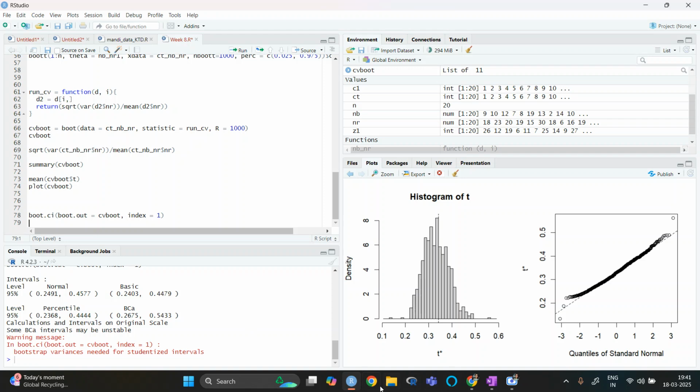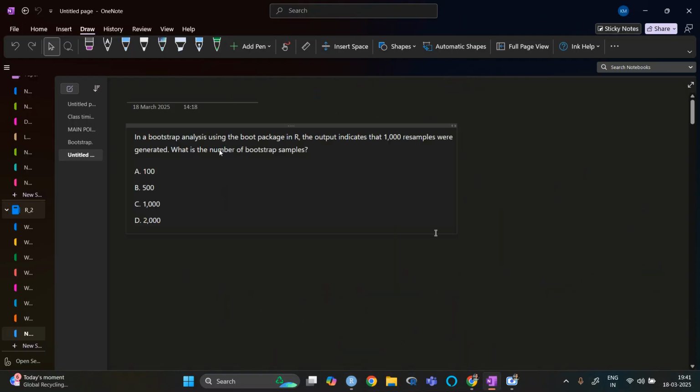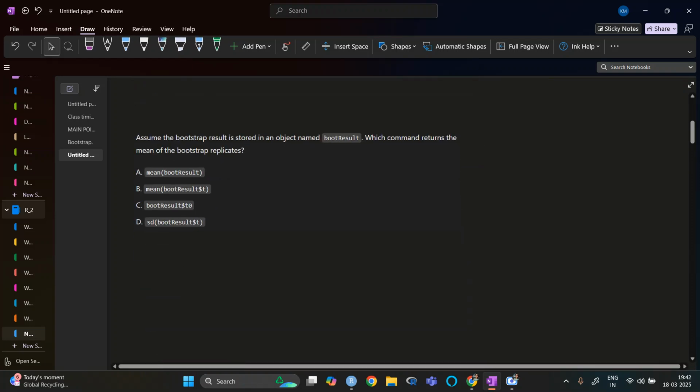So this one is up to the lectures we needed to cover. Now we will do some very basic questions, just to remember all these things. The first one is very basic. In a bootstrap analysis using bootstrap resampling, if it indicates 1,000 resamples, then what is the number of bootstrap samples? 1,000. Okay, so nothing to think about.